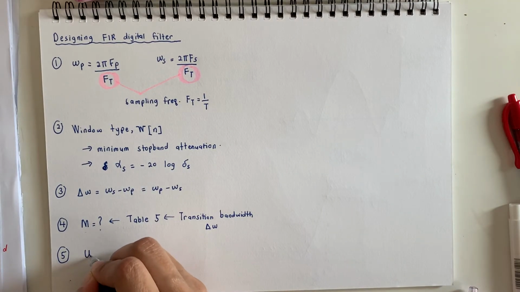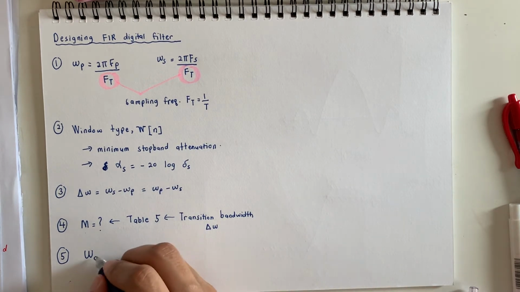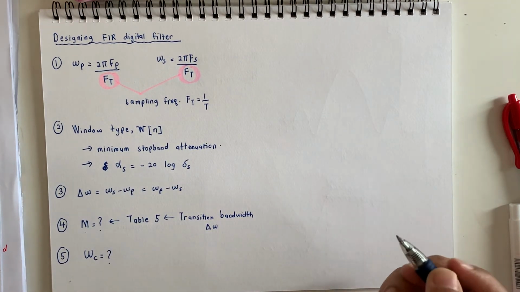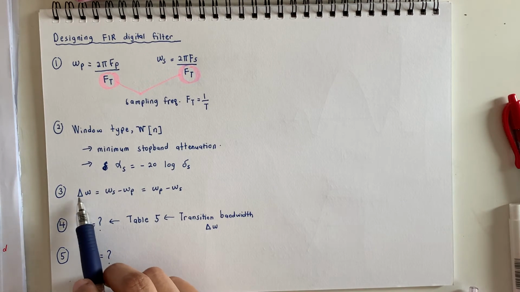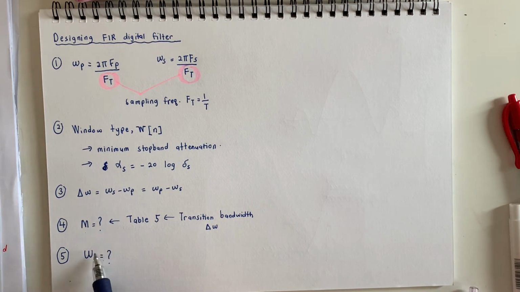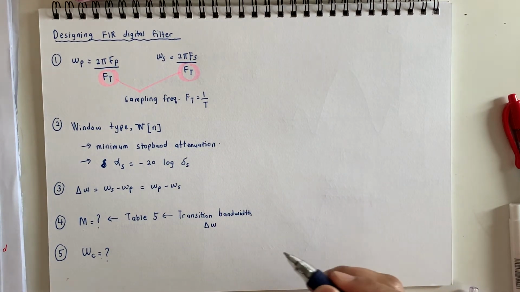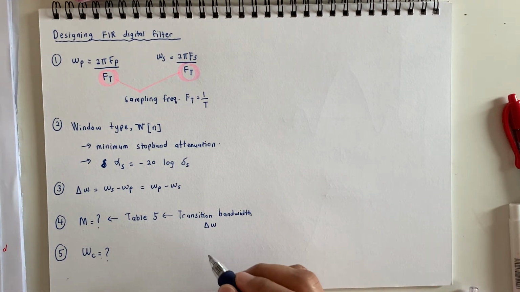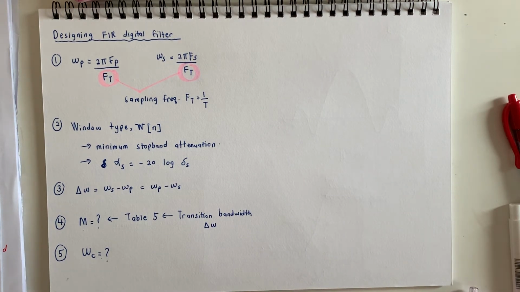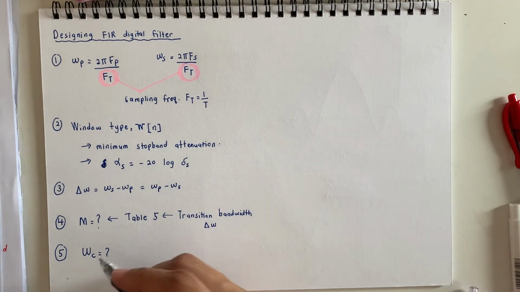Next, you need to know your cutoff frequency value. Again, these two values from step number 3 and step number 5 you can easily get from the tolerance diagram. Omega c is the value in between. If you look at the formula, it is the average between omega s and omega p.